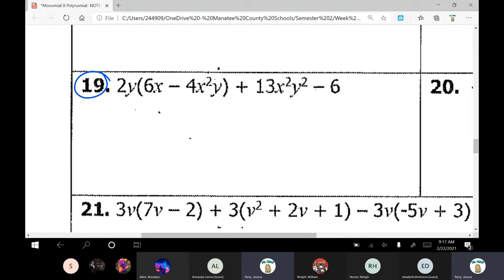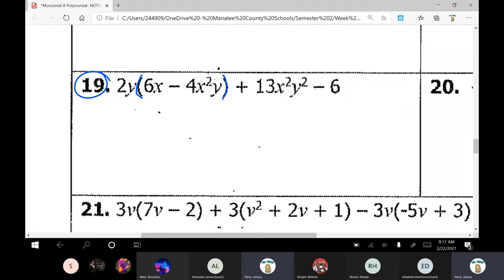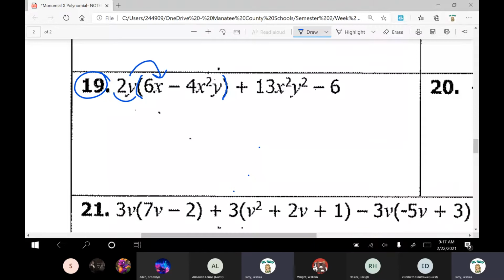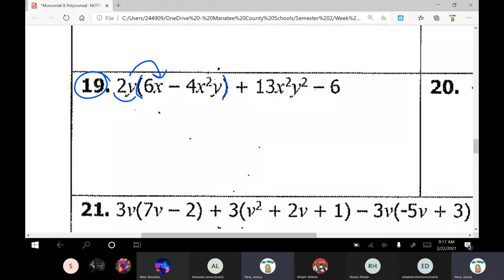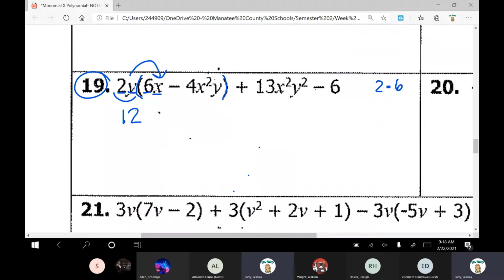The next one we'll do is number 19. So in order to get rid of these parentheses, we're going to take what's in front, this 2y, and distribute this first. So first we have 2y times 6x. Okay, let's do our numbers, the coefficients. 2 times 6, so we get 12. And then we've got a y and an x. Okay, so it's a variable times another variable. They're different ones, so we can't add the exponents together since they're different variables. So we're just going to put them next to each other side by side.